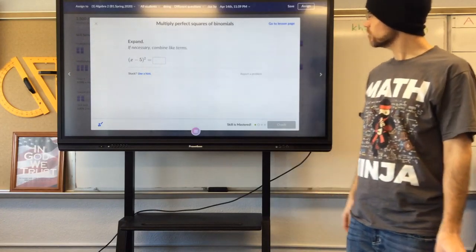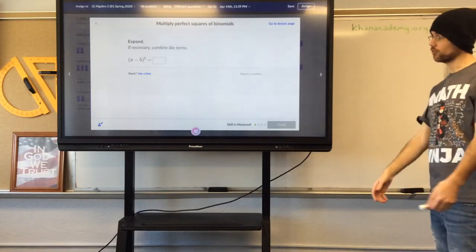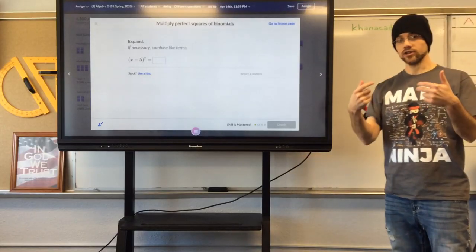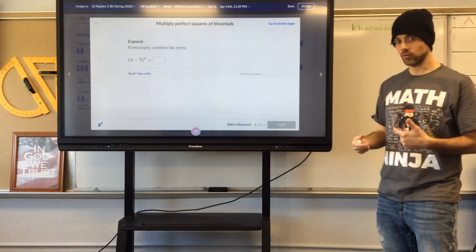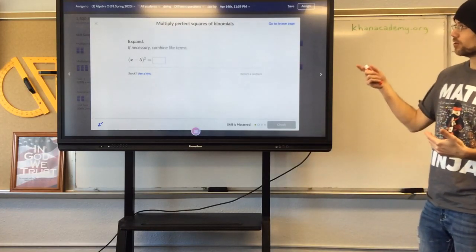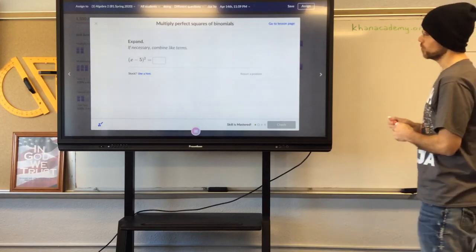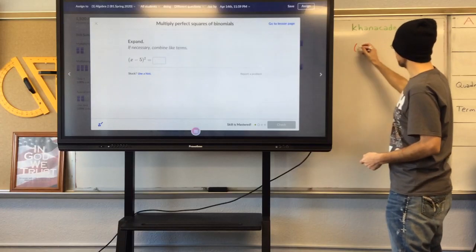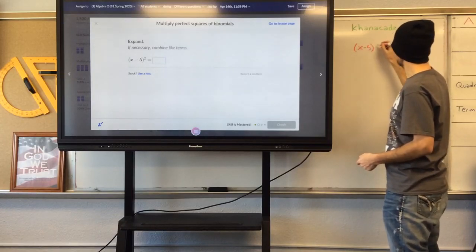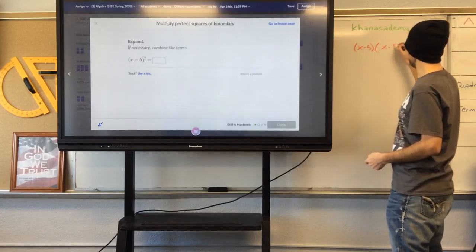This one, x minus 5 squared, they wrote it a little differently because the dimensions of our square are the same, the height and the width are the same. We can write the factors with an exponent. So first let's rewrite that without the exponent. So x minus 5 times x minus 5.